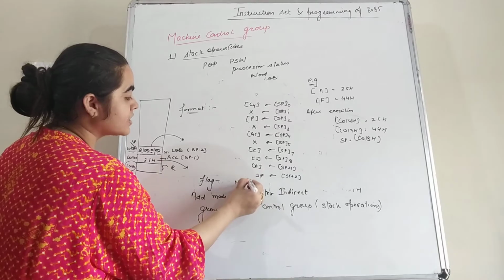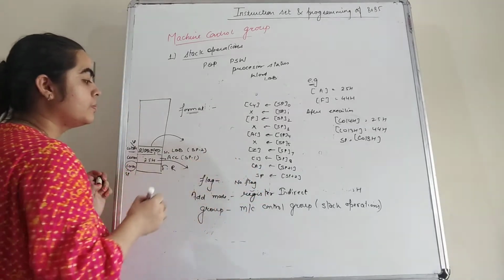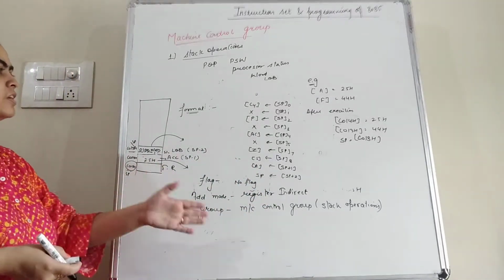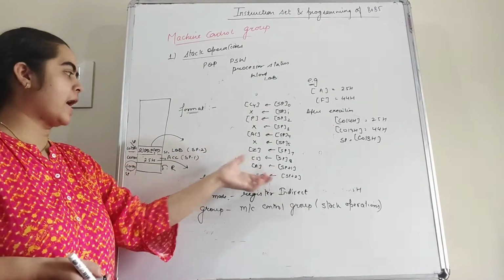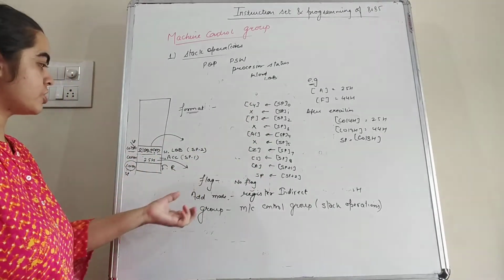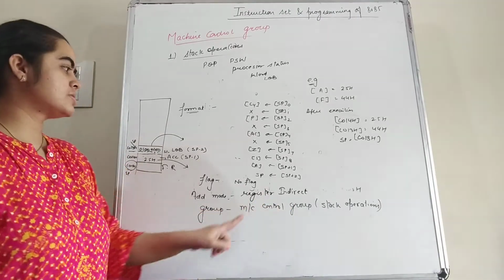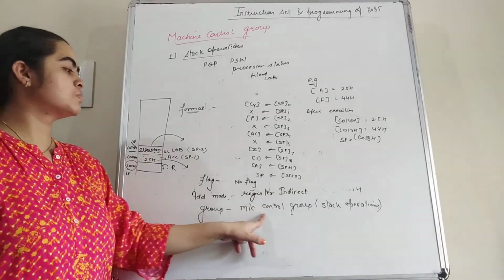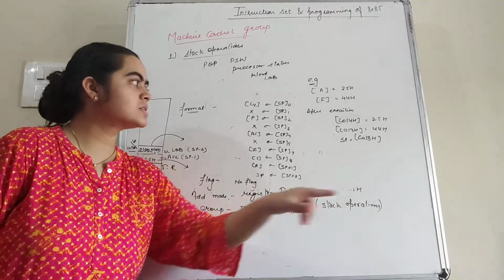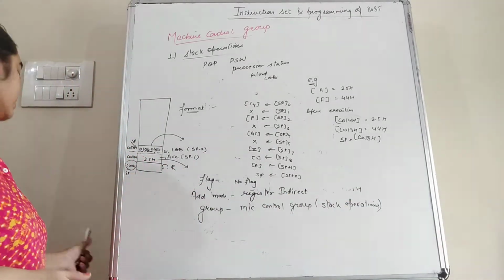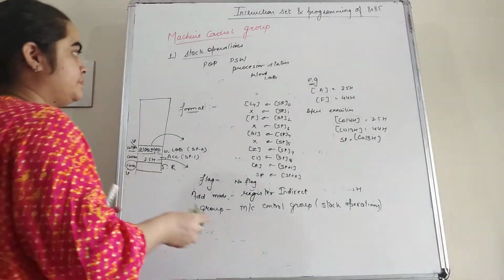Now students, regarding flags: by this instruction no flag is affected, we only copy the value from the memory location into the flag register. The addressing mode for this instruction is register indirect, and the group is the machine control group, that is the stack operations. Now we can see the example.